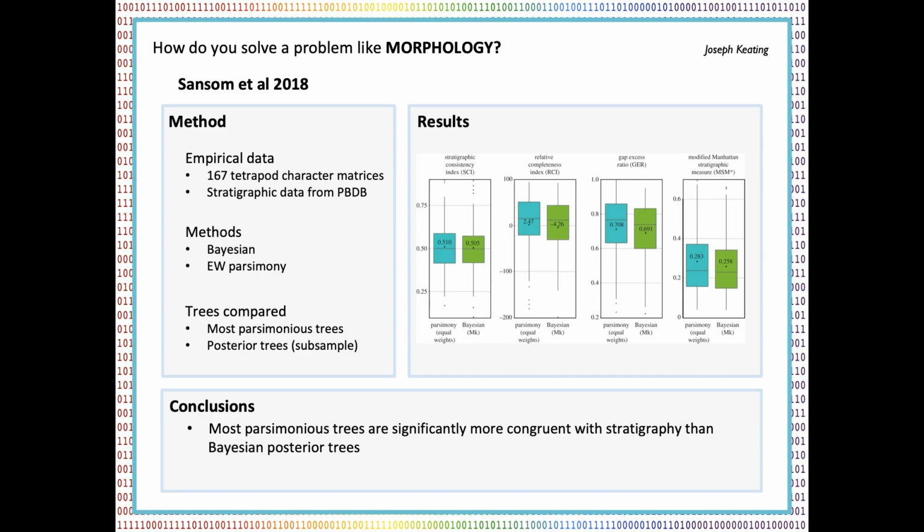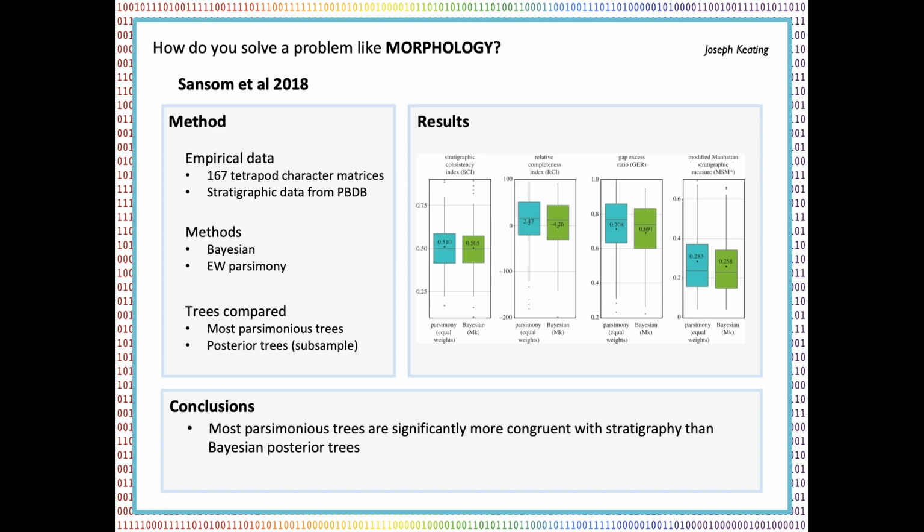We compared the stratigraphic congruence of most parsimonious trees and Bayesian posterior trees for 167 empirical tetrapod datasets. We found that most parsimonious trees had, on average, higher stratigraphic congruence than Bayesian posterior trees. The difference in congruence was small, but significant.